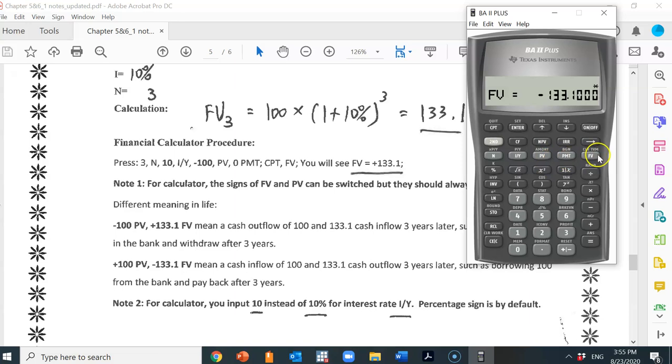PV and FV here, if we don't have any annuity involved, we're just looking for the present value or future value of a lump sum. PV and FV here, they should be of opposite signs. If you want to get something today, you have to pay it back tomorrow. If you pay something today, you will get reimbursed in the future. Okay, no free lunch rule. Another thing to note here is that for the calculator, you just input 10 instead of 10% for interest rate I. The percentage sign is by default. Okay, remember we input just 10 as I, not 10%.